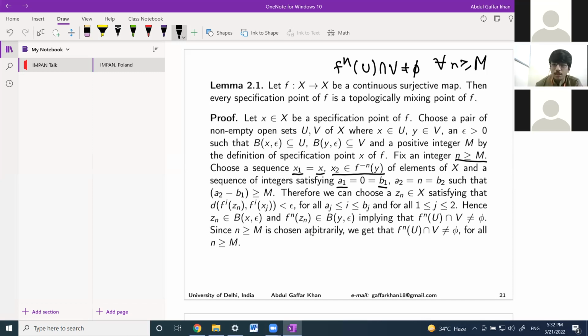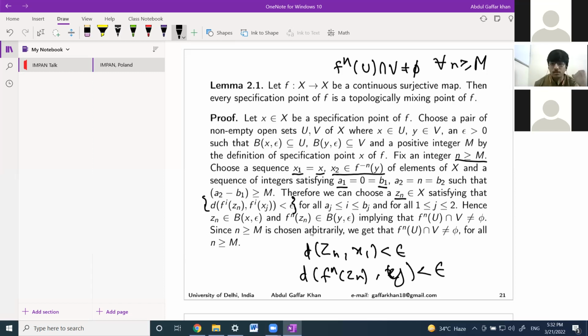So by specification property, we can find a point zn, depending on this sequence, which will piecewise trace this orbit. Piecewise trace basically here implies that the distance between x and zn, and x1, is less than epsilon, and the distance between F^n(zn) and x2, and F^n(zn) and y, is less than epsilon, because F^n(x2) will be y. So we found the point zn in this ball and its orbit, so F^n(U) intersection V is non-empty, and since n is arbitrary, we get the required density property.